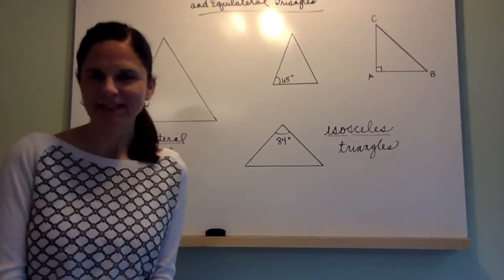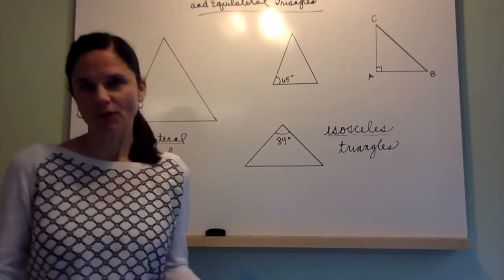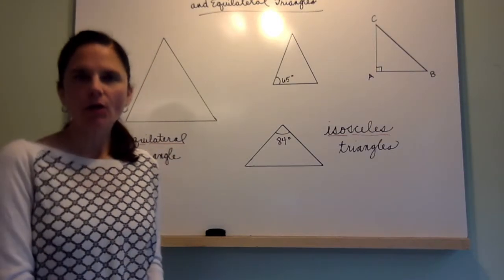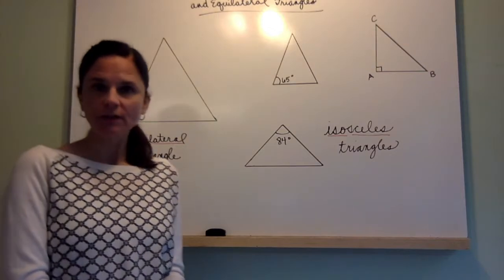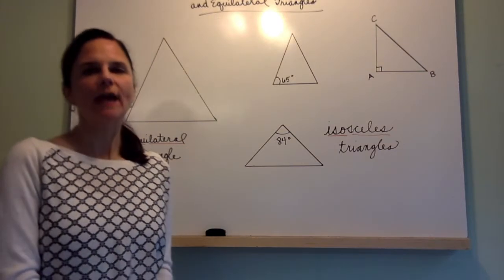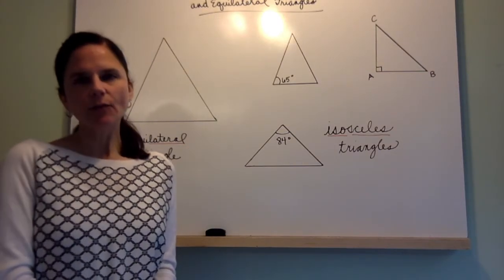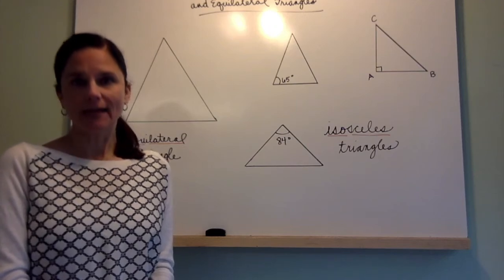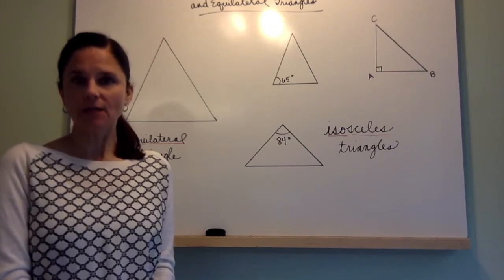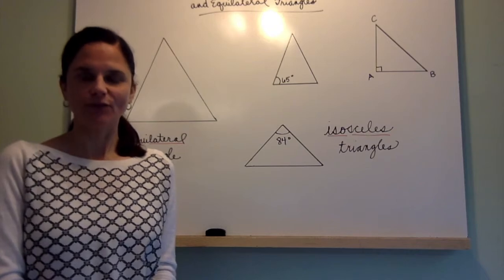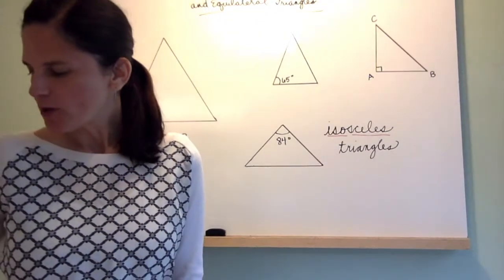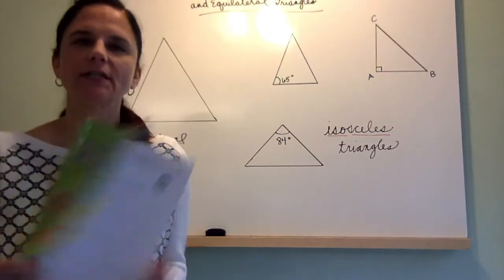Hello everybody. This is day 2, or lesson 2 I should say, of our exploration of isosceles and equilateral triangles. And today we're going to focus on finding unknown angles in both isosceles and equilateral triangles. For this lesson on the video, you're just going to need your textbook.